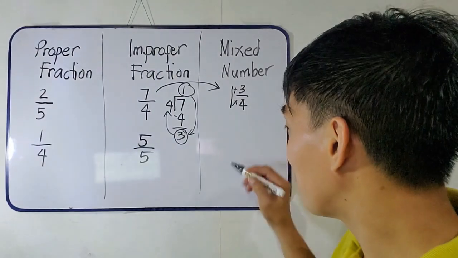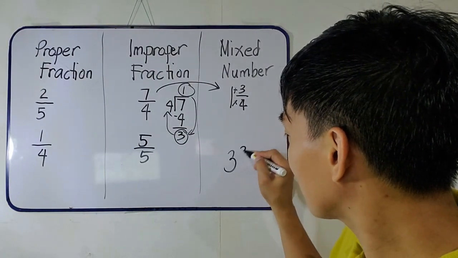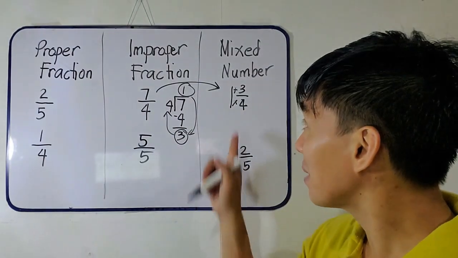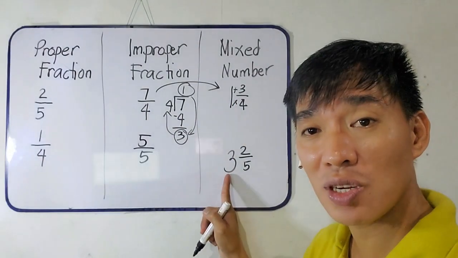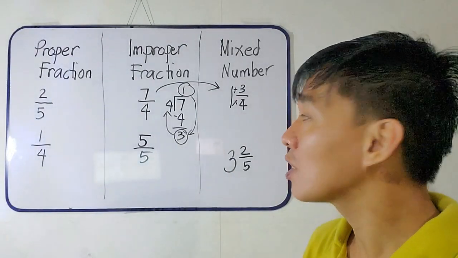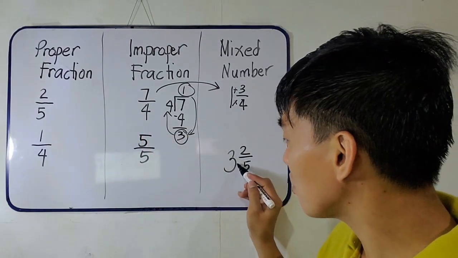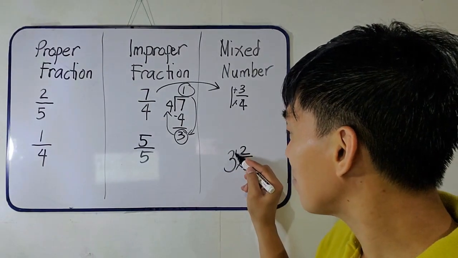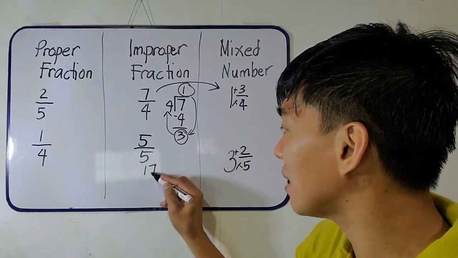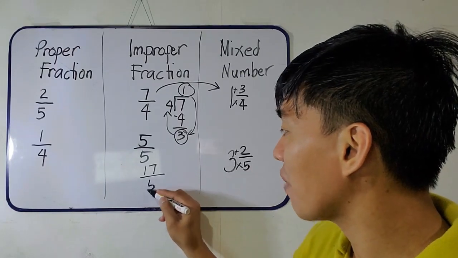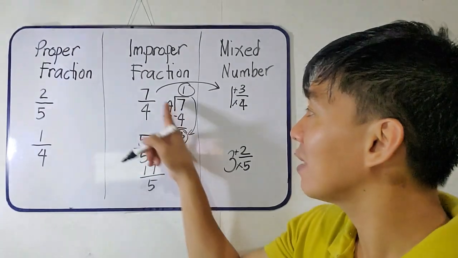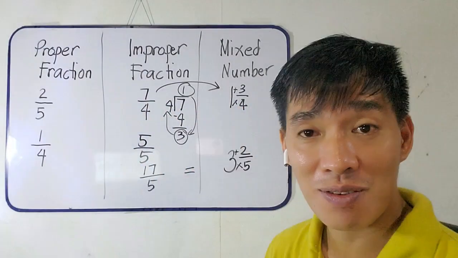Let me give another example. This is a mixed number because you have a combination of a whole number and a fraction. To change that to an improper fraction, you just multiply 5 times 3, which is equal to 15, plus 2, that will give you 17. Then just copy 5 as your denominator. These two fractions are equal. These two are also equal.